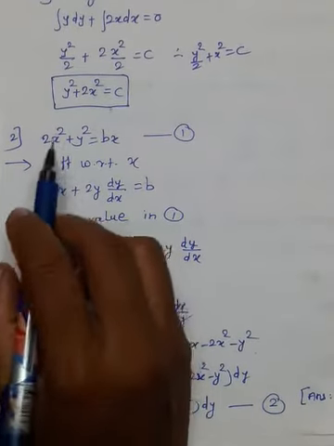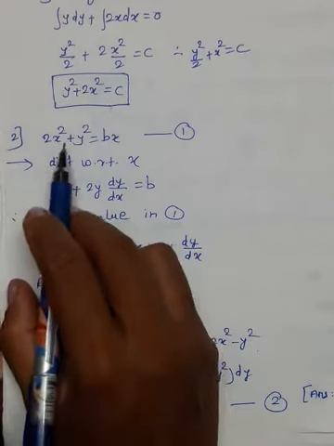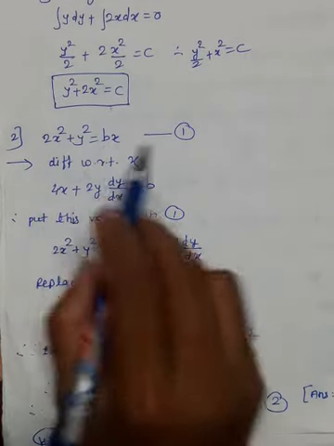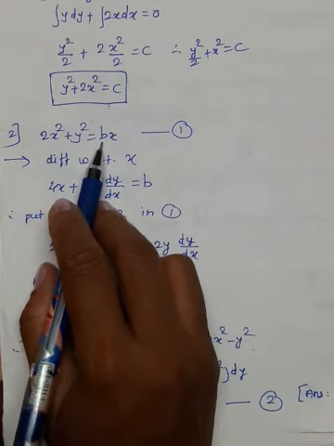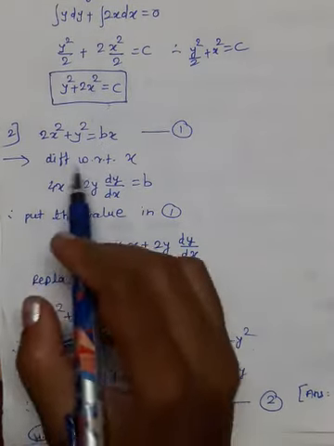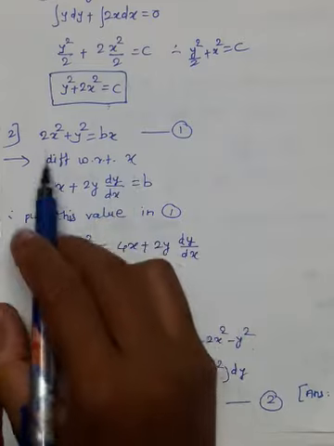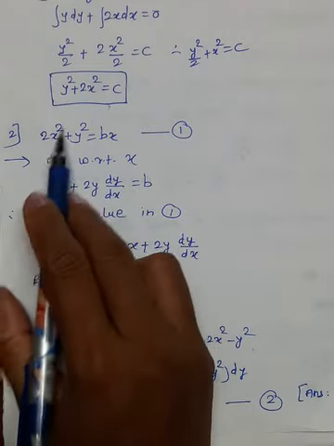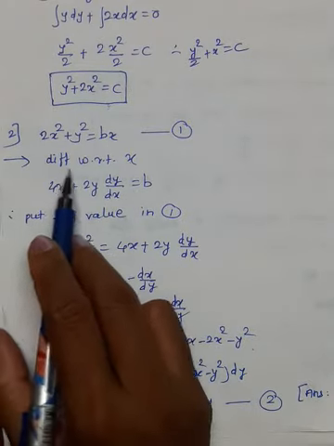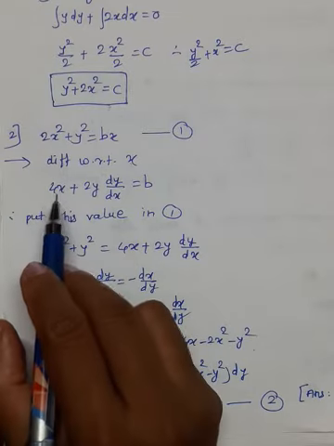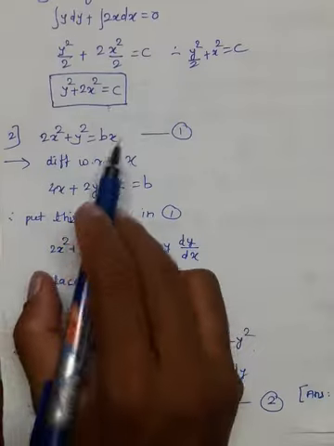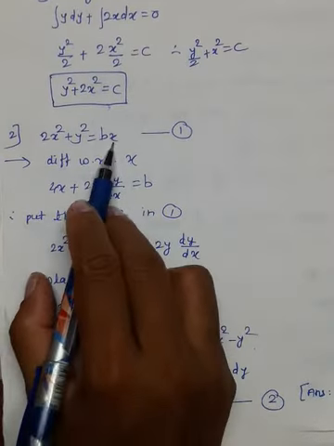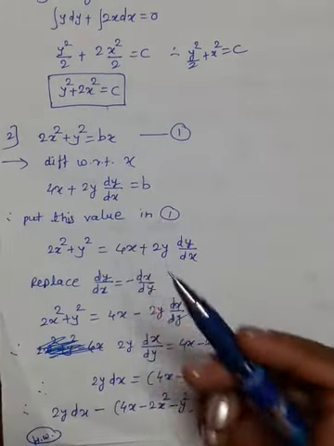Okay, the second example is 2x square plus y square is equal to bx. Call this number 1. In this example, b is the constant. We have to eliminate this constant in the second step. The first step is to differentiate the given equation. Differentiating with respect to x: the derivative of 2x square is 4x, plus the derivative of y square is 2y dy by dx, is equal to the derivative of bx. The derivative of x is 1, and b stays as it is, being a constant.